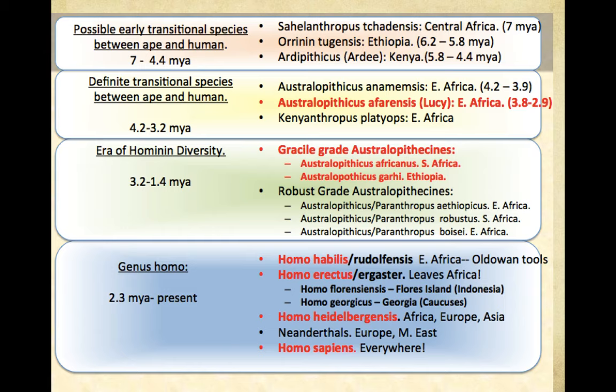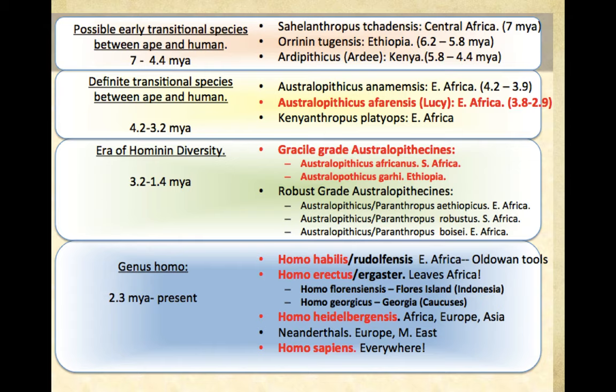And you're going to notice that some of these are highlighted in red. Those ones that are highlighted in red are in our direct lineage, meaning that we evolved from that species. These other ones in black are branch species that are our cousins, but not our direct relatives.